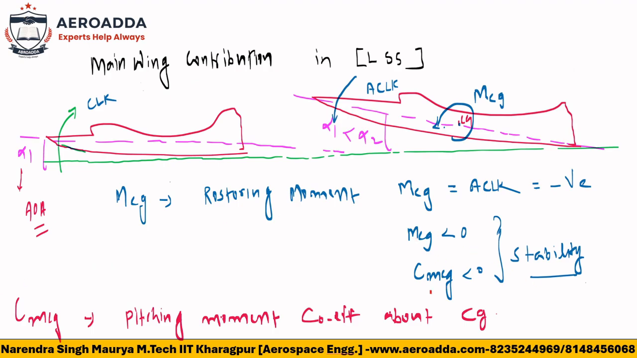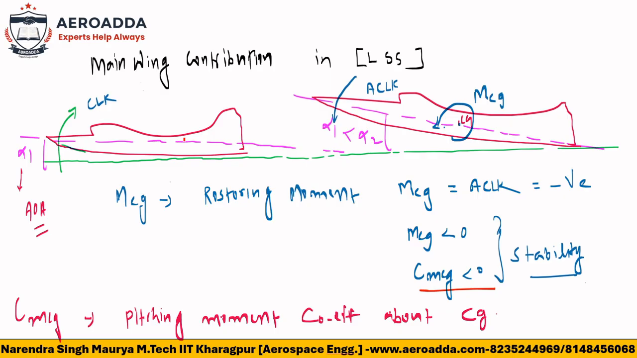And here it also indicates that CMCG must be less than 0, which means it's anti-clockwise. That means nose down. Nose down is the anti-clockwise movement, which is the restoring moment. Correct? Because when a disturbance hits the aircraft, there will be a nose up, so there will be a clockwise movement, which is not intentional. It is because of the disturbance.